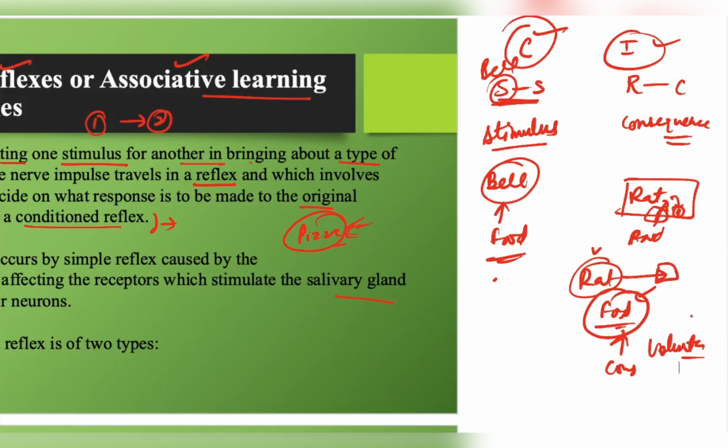But in the case of classical conditioning, the behavior is involuntary, because the salivation is not under the control of the dog, isn't it? So this is the difference between classical conditioning and instrumental conditioning.